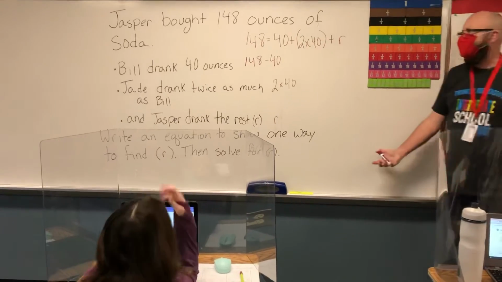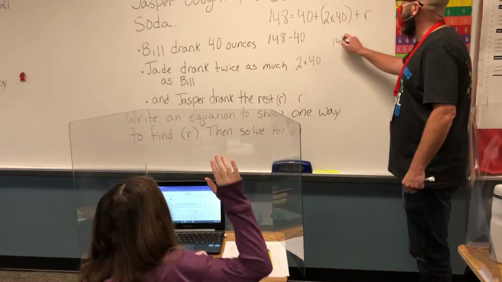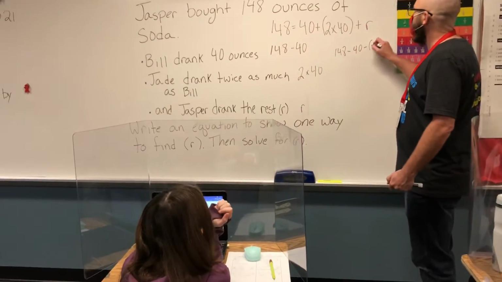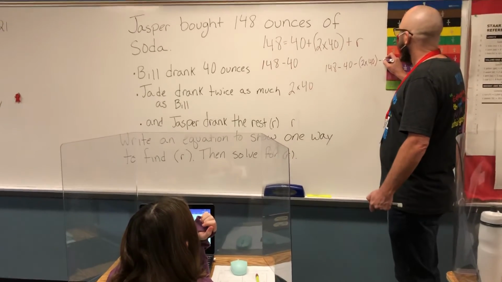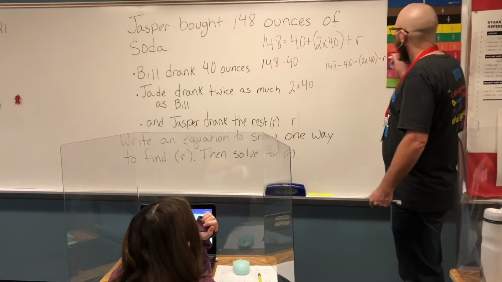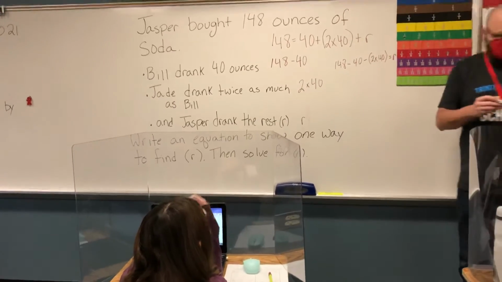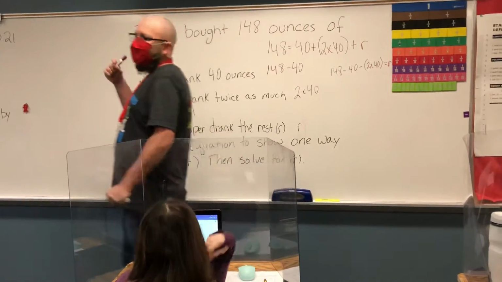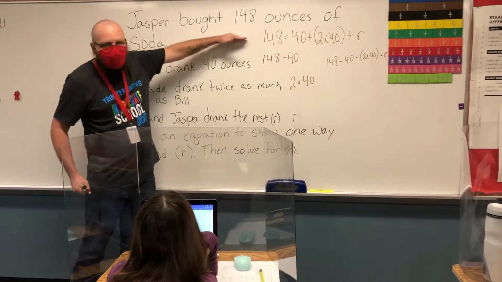There are other ways to do it. You could do 148 minus 40 minus 2 times 40 minus R equals 0, or 148 minus 40 minus 2 times 40 equals R. So that's another way we could write it. You can write the equation more than one way. The key is the equation is one line.